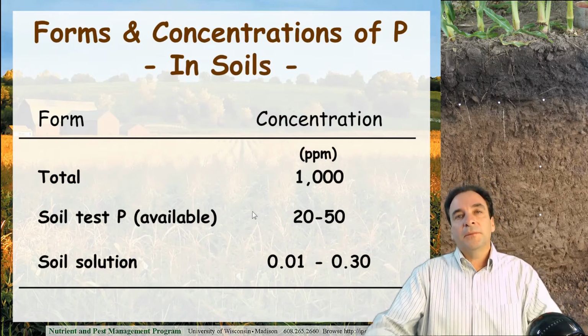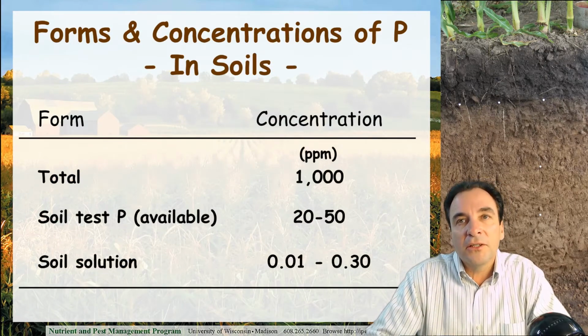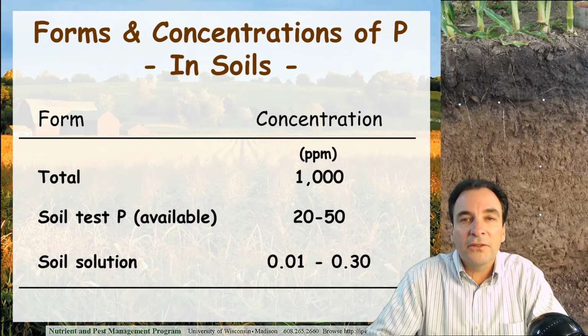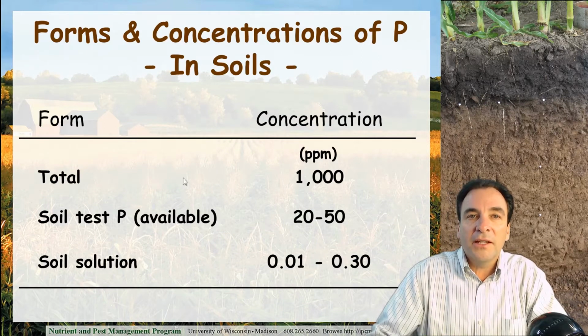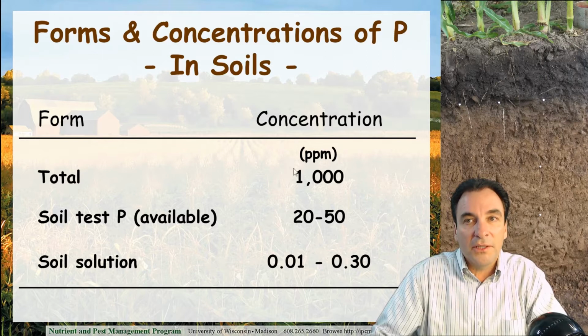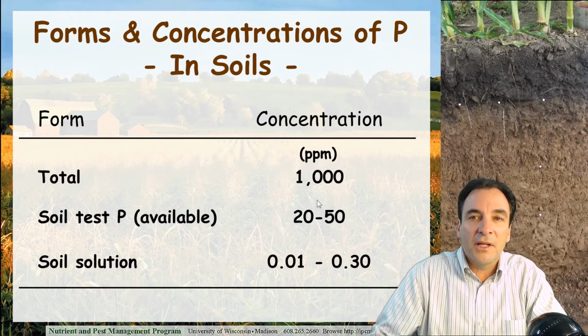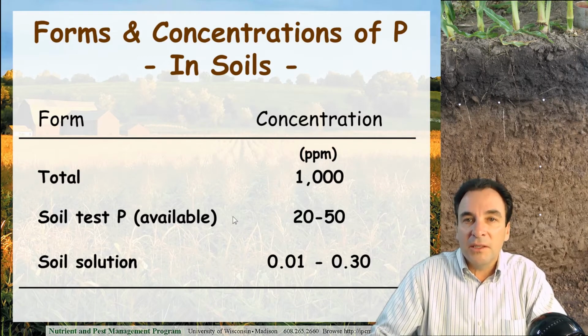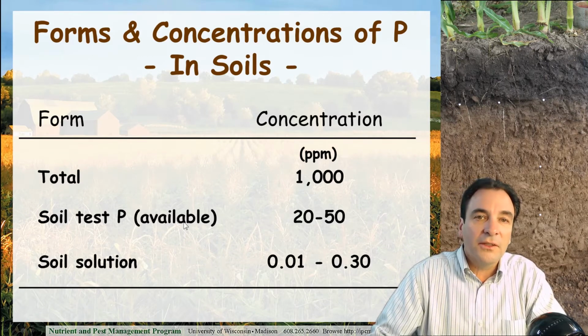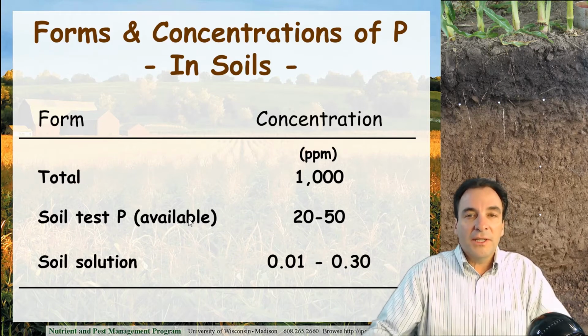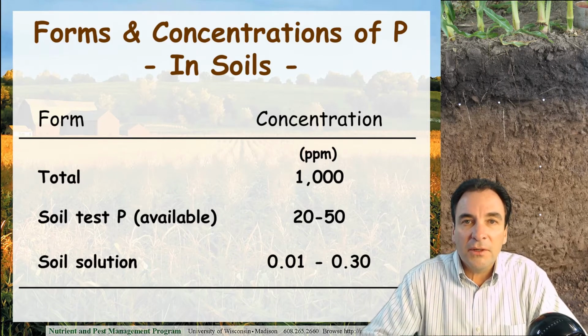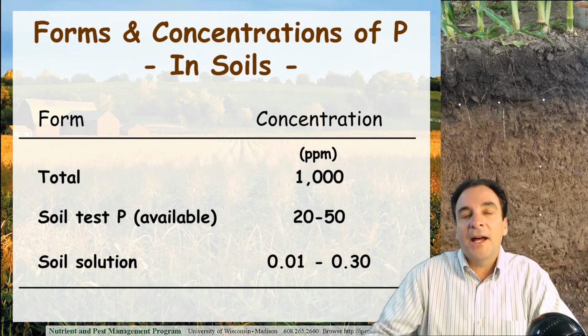So we talked about, in the previous slide, the forms and concentrations of phosphorus in the soils. The total phosphorus content in soils is relatively high. However, only a small fraction, you can see a couple orders of magnitude less of that, is potentially available to plants during the growing season. We measure and gauge this available amount of soil test phosphorus through soil testing.